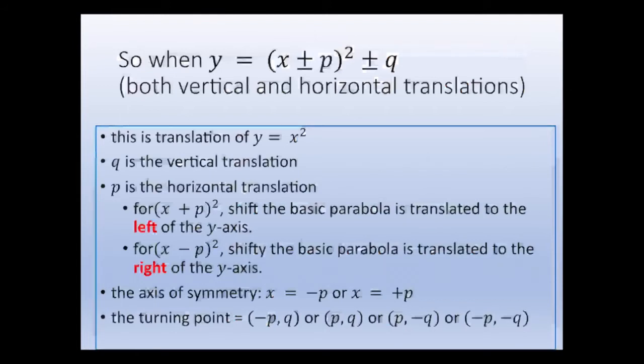So when y equals x plus or minus p squared plus or minus q, both vertical and horizontal translations will occur. Basically, it's a translation of y equals x squared, and q is the vertical translation, while p is the horizontal translation. The axis of symmetry is then x equals minus p or plus p, and the turning point will be minus p, q or p, q or p, minus q or minus p, minus q.